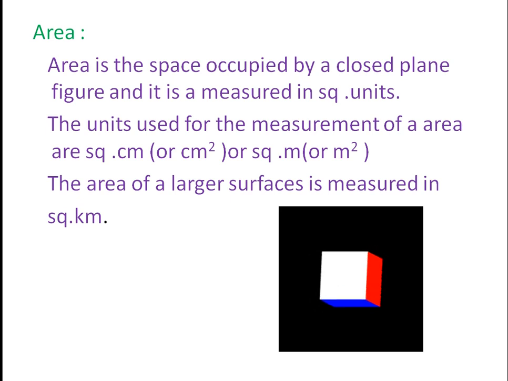And also, area is calculated by multiplying the length of a shape by its width. How to calculate the area? It is calculated by multiplying the length of the shape by its width. That's the way to calculate the area. And also it is measured in square units. Area is measured in square units.